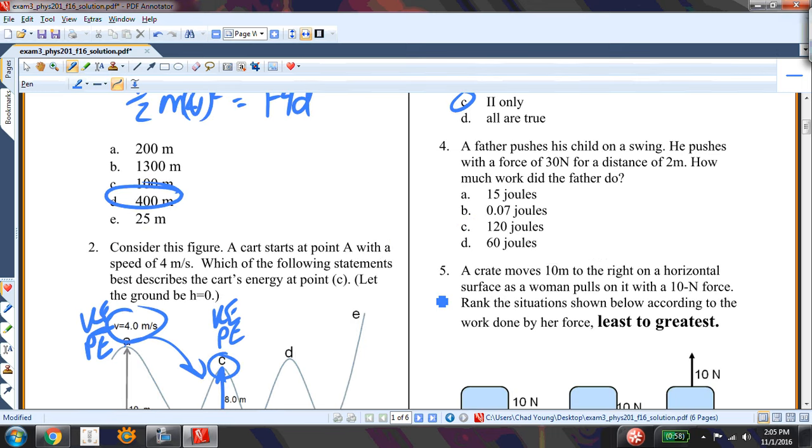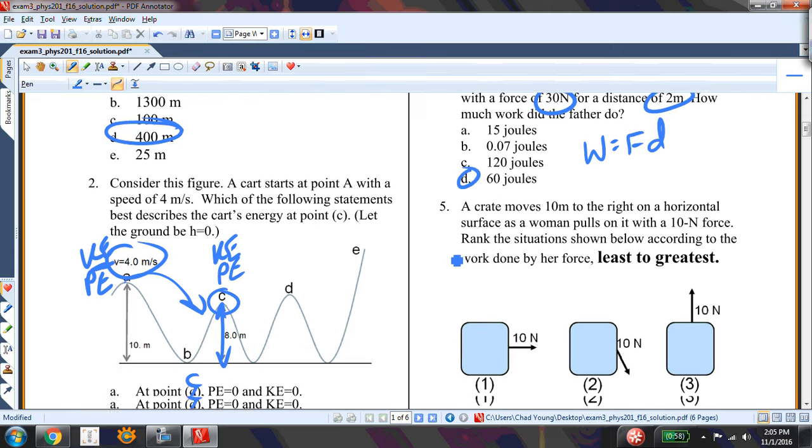A father pushes his child on a swing. He pushes with a force of 30 newtons for a distance of 2 meters. How much work did the father do? Well, work is force times distance. 30 times 2 is 60 joules.